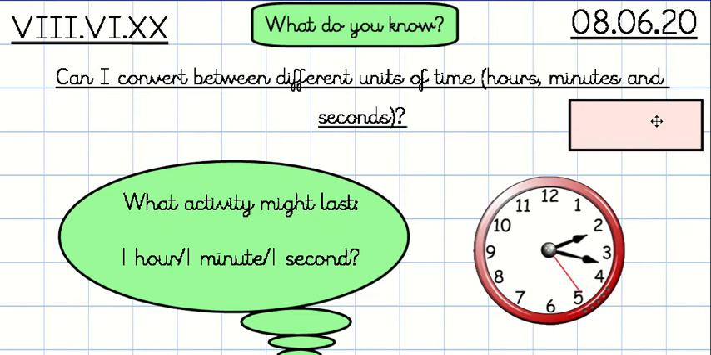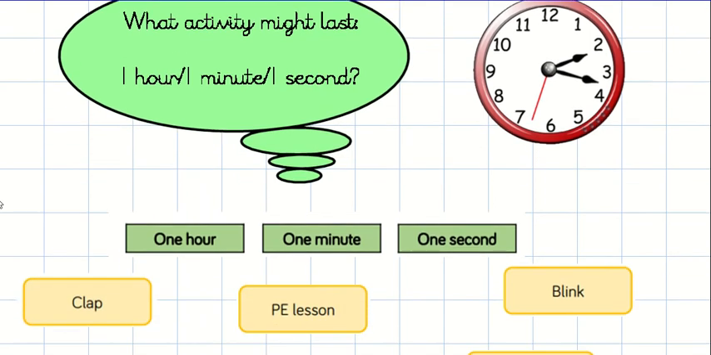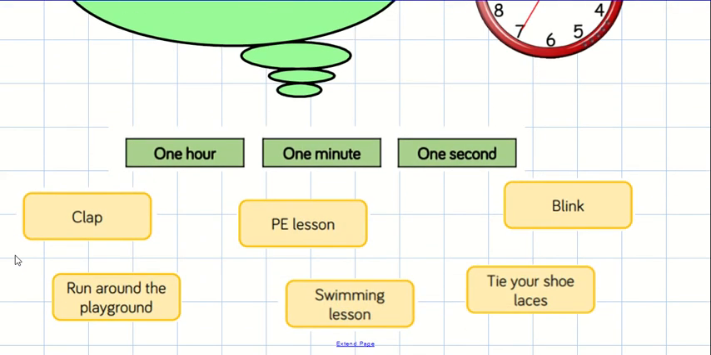So just to get you thinking, what activity might last 1 hour, 1 minute or 1 second? I've got some examples here, maybe you can think of some more of your own. Can you have a look at what I've written here and see if you could sort them underneath each column? So 1 hour, 1 minute and 1 second. Which of these activities lasts for just an hour, which a minute and which 1 second? Have a go, pause the video if you need to, and see if you could add anything extra to each one of those headings.